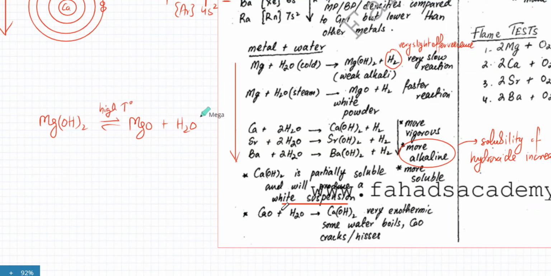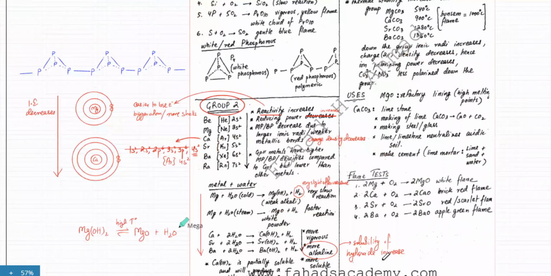So this one over here is an extra point that has nothing to do with the above. It's calcium oxide. If you add water to it, it turns back into calcium hydroxide, but that's a very exothermic reaction. And the calcium oxide will start to hiss and the water will start to boil when you add calcium oxide to water. So this is just a minor point that you have to remember. So moving on.